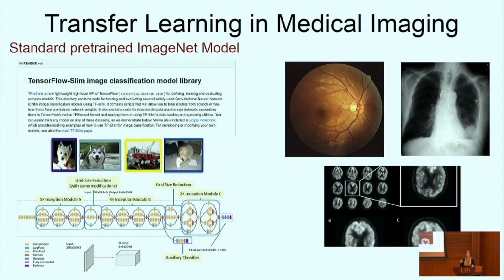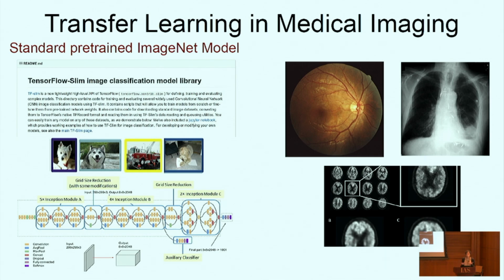In this rapidly evolving area of deep learning for medical imaging, transfer learning is also becoming a de facto standard. So here, the setup is that you download a standard pre-trained ImageNet model and then fine-tune it on different medical tasks of interest. And these can really be diverse, from ophthalmology to early prediction of Alzheimer's.